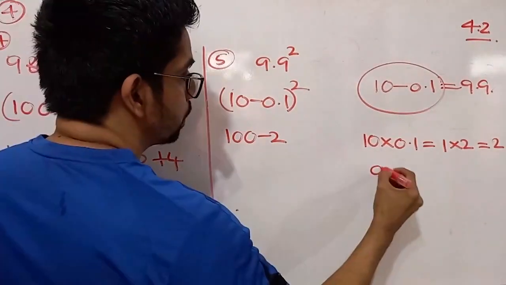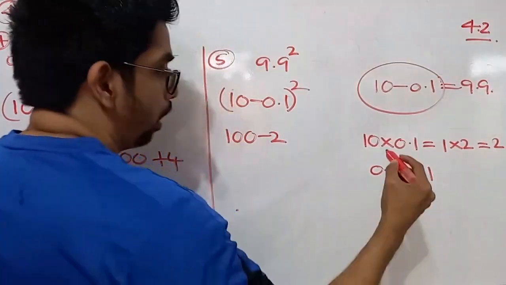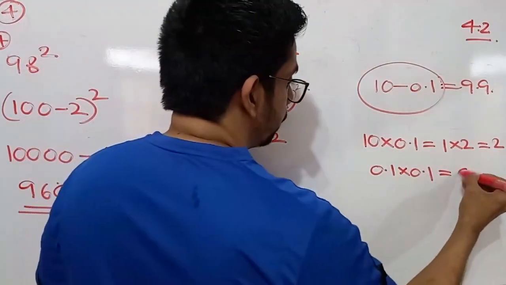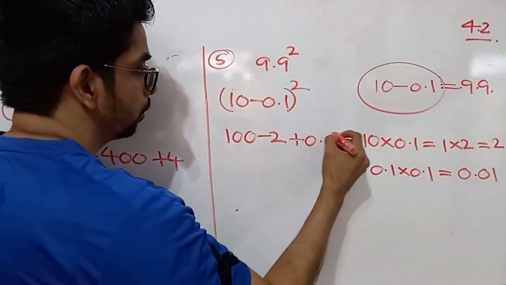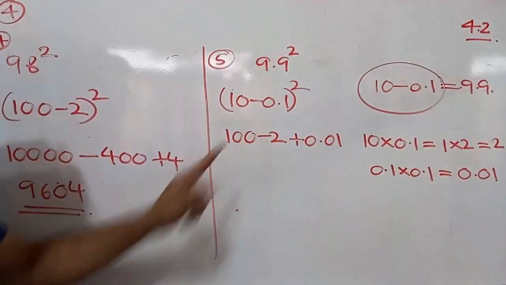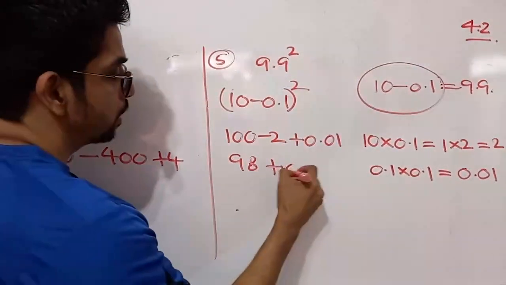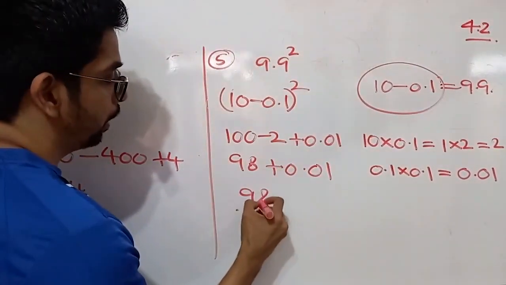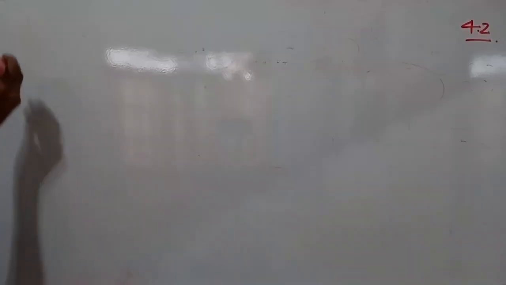Then 0.1 squared. What is the answer here? 0.01. So we have to add that. 100 minus 2 is 98. 98 plus 0.01 is 98.01. That's the answer.